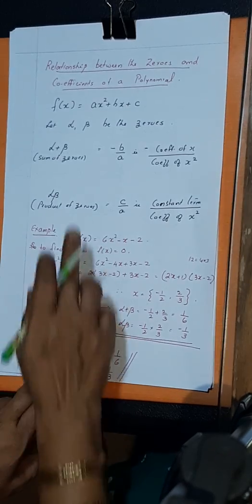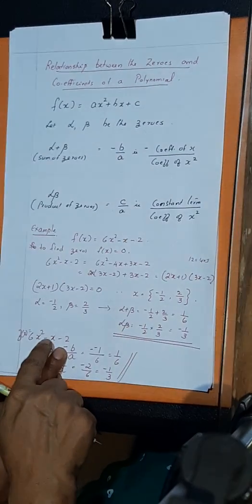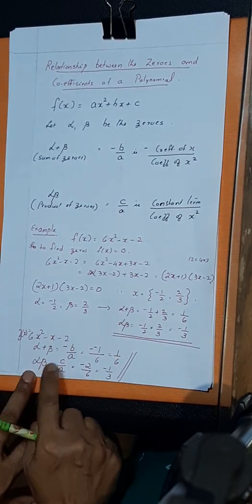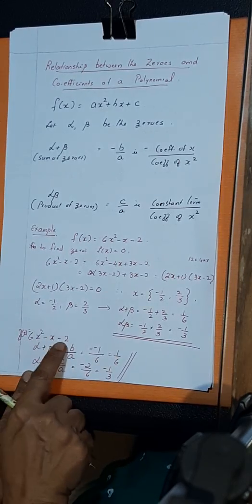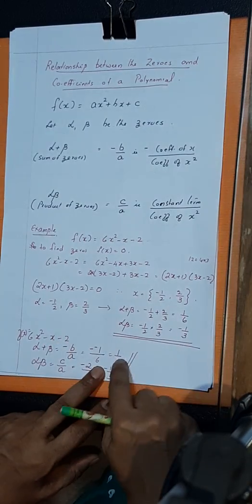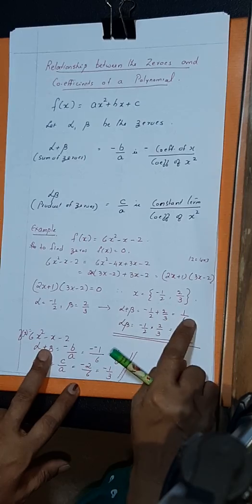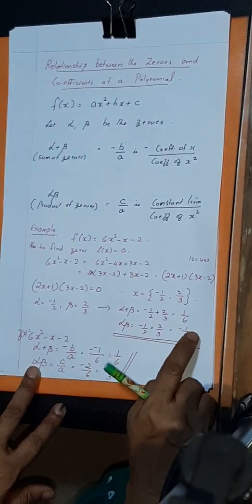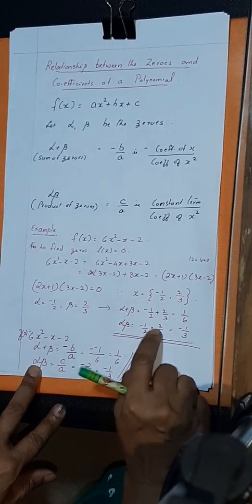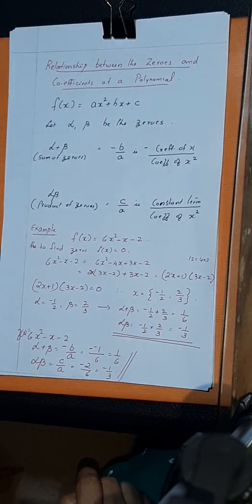The minus is already there for this. Then here it is minus of minus 1 by 6, it is 1 by 6, and alpha beta is c by a. So minus 2 by 6 is minus 1 by 3. Now check it here. Alpha plus beta is 1 by 6, alpha beta is minus 1 by 3. So we have verified the relation.